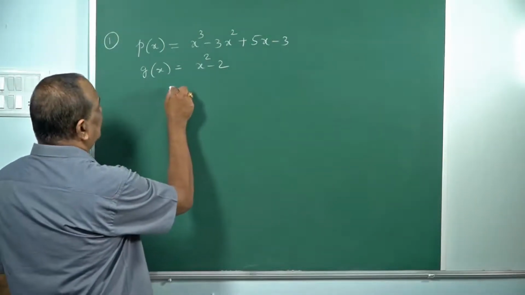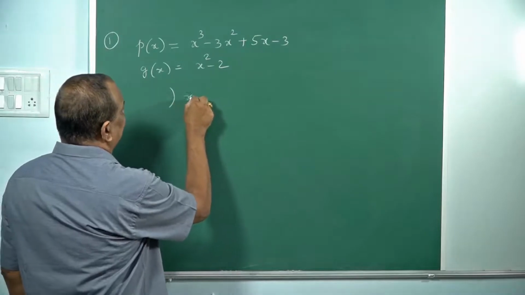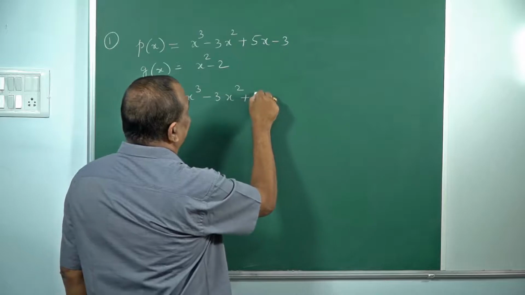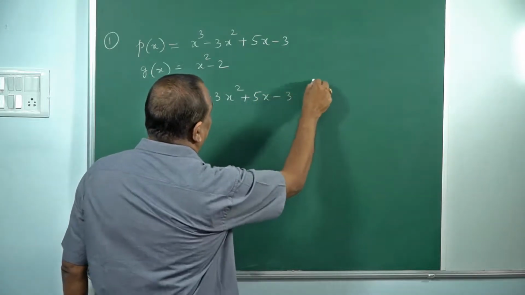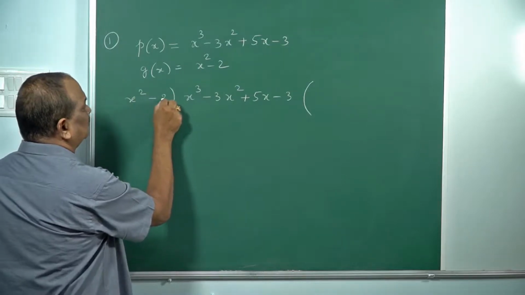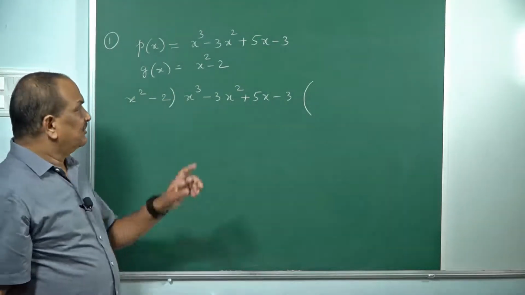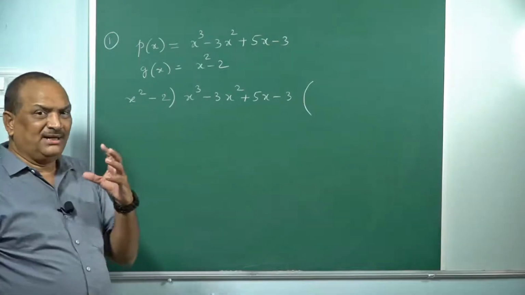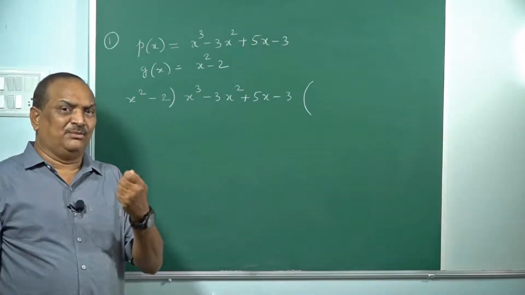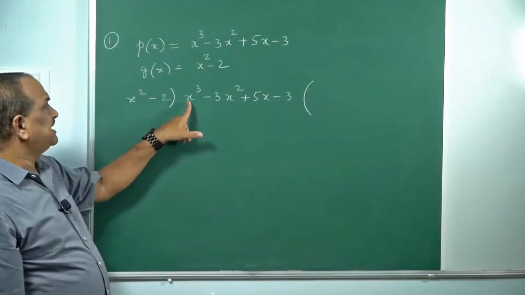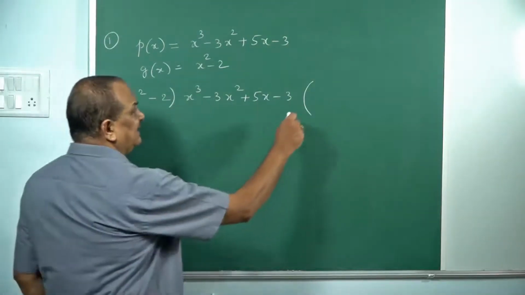So I need to do the division. It's a long division. X cube minus 3x square plus 5x minus 3, and it should be divided by x square minus 2. Now, in this x cube, x square goes how many times? Like x cube divided by x square? X times. Okay, x times x square becomes x cube. So I write here x.